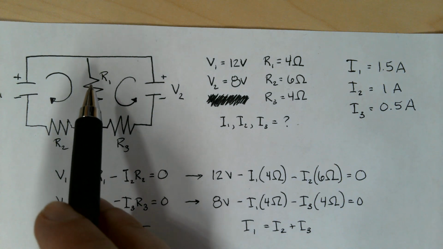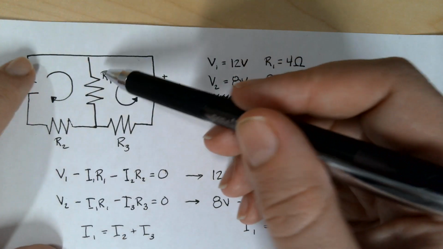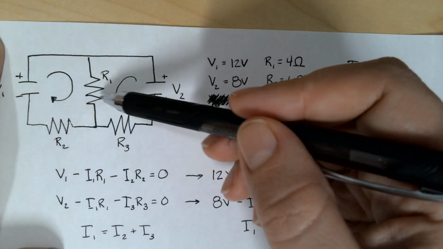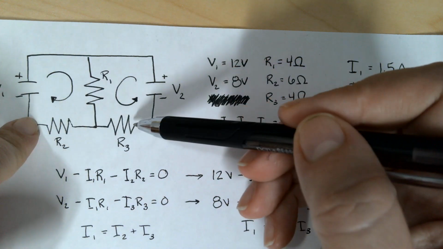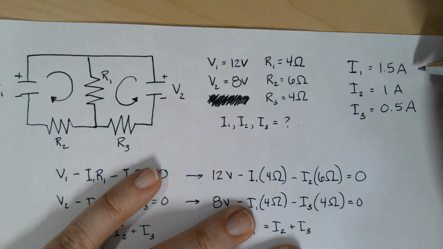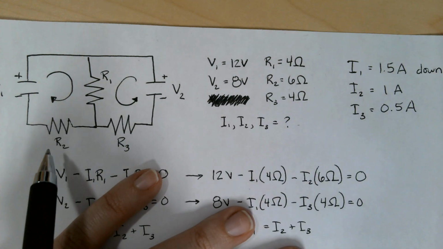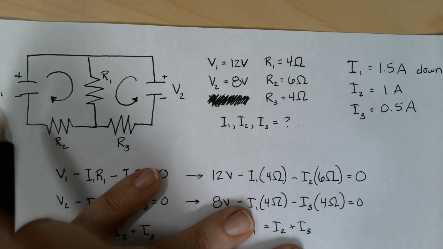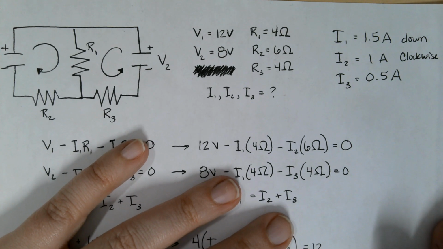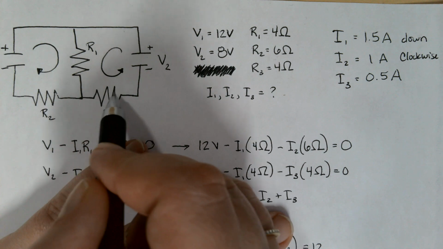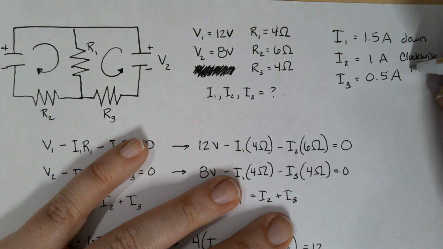Now we want to know what direction each one is going in. I1 is going downward because it's not going counterclockwise or clockwise at this point, because they're both coming down, and they're both separating. So this one is downward. I2, we could recognize this as clockwise. And I3, because it's going right here, would be going counterclockwise.